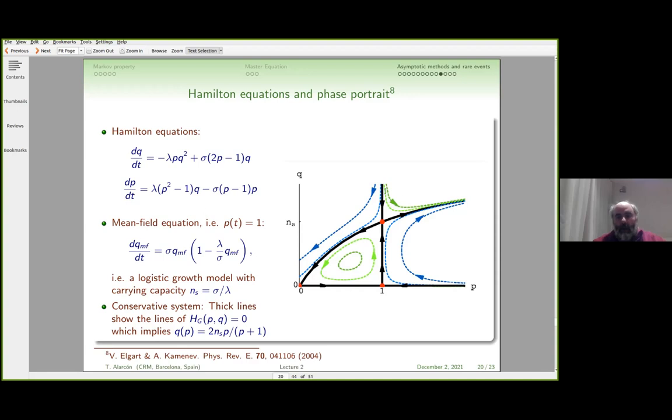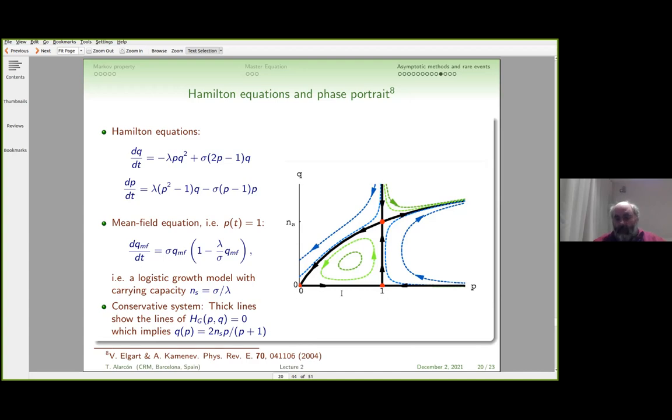Now, because this p equal to 1 also corresponds to energy zero, you can only connect points of the phase space that are in H equal to zero. And these three thick black lines are the lines that correspond to H equal to zero. So you have H equal to zero when p is equal to one.